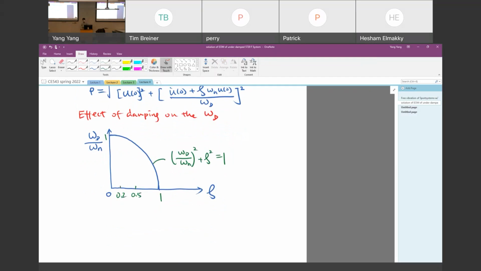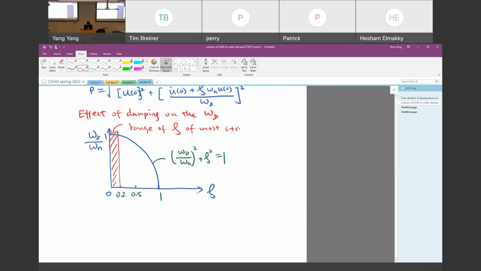And for most of the structures, the damping ratio is smaller than 0.2. So this is the range of damping ratio for most structures: smaller than 0.2.